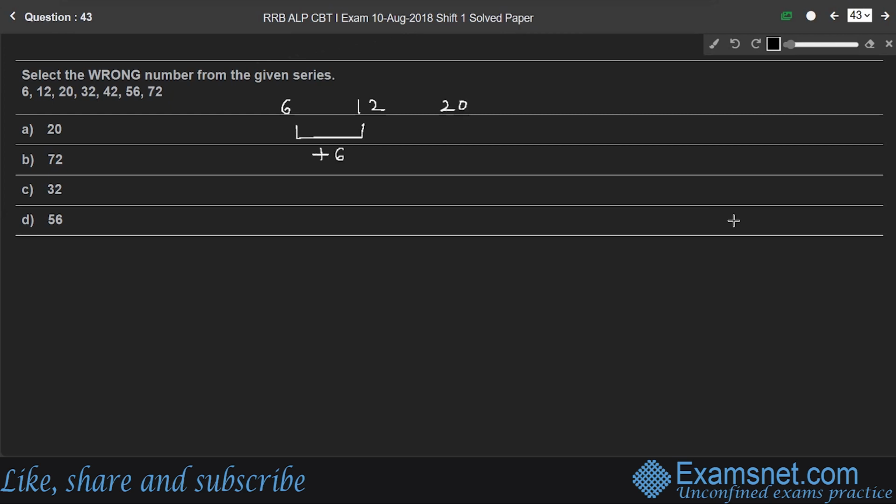So consider the third number. 12 plus 8 is 20, where 8 is 2 more than 6. So 6 plus 2 is 8. To get the next number, we have to add the number which is 2 more than 8, which is 10. So 8 plus 2 is 10. Therefore, we have to add 10 to get the next number. Therefore, the fourth number is 30. In the given series, the fourth number is 32, which is wrong. So the wrong number is 32, option C.